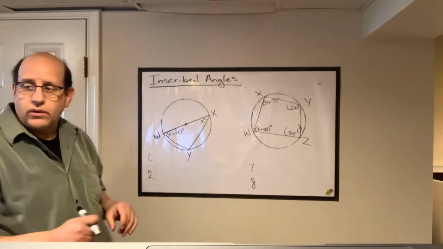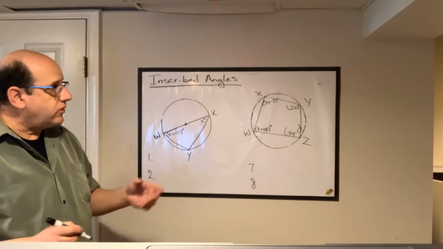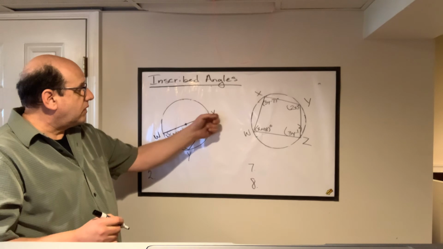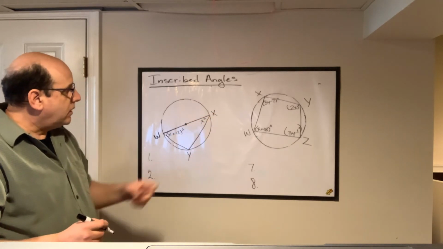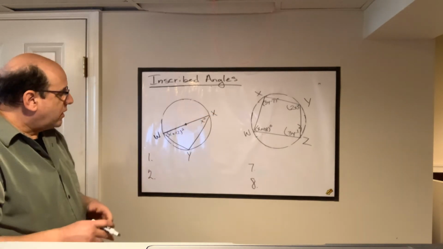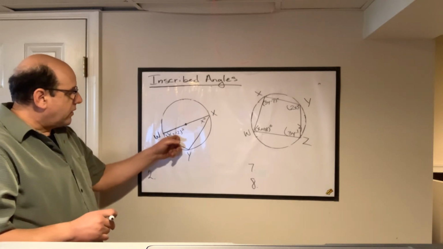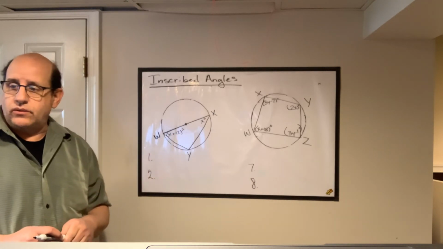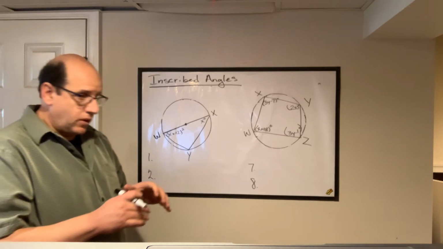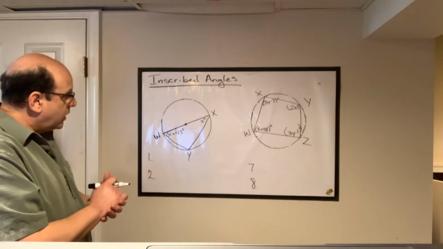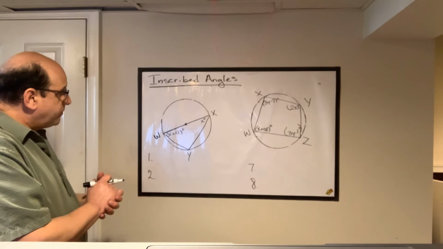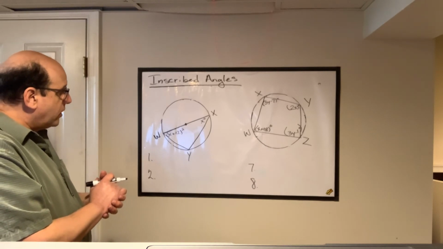In 1 and 2, they're looking for what x is, and what x is going to tell us is the measure of that angle x. And then they also want to know the measure of angle W. So we're going to use an algebraic equation to solve for it.